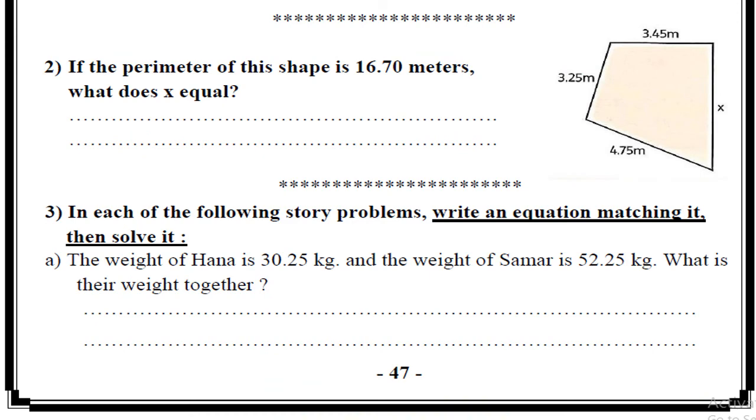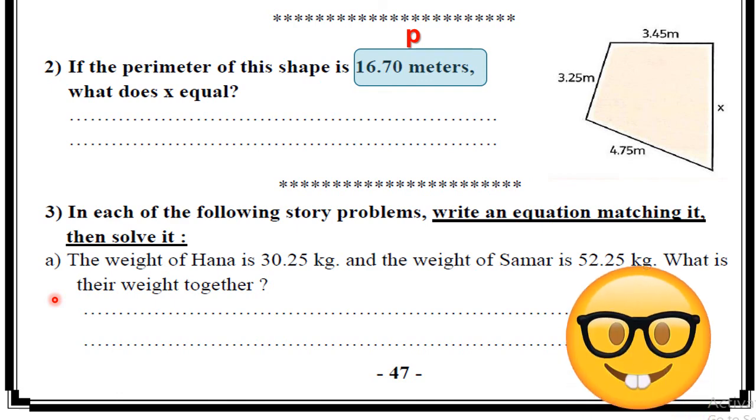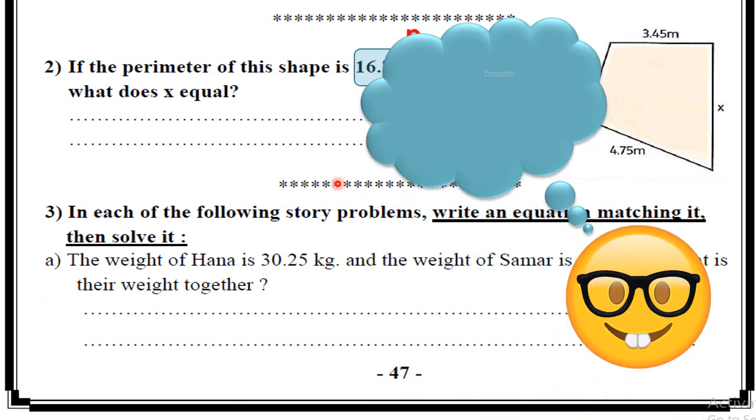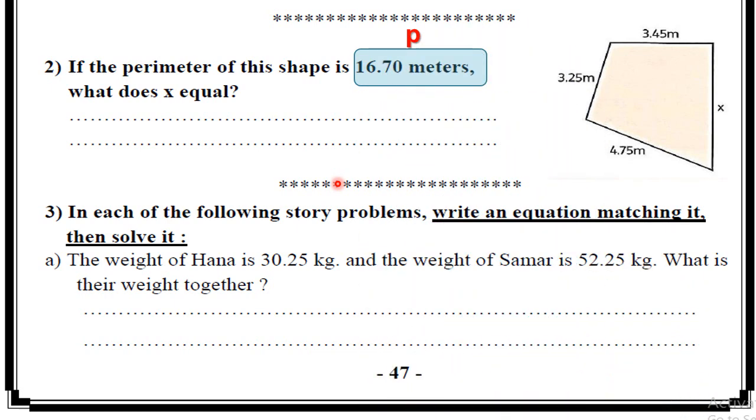Now in number 2, if the perimeter of the shape is 16.70 meters, so P here is 16.70 meters, what does X equal? Here we need to find the value of X. First, let's remember together: perimeter means what? Perimeter means the sum of the sides' lengths. Here it means we add all the sides. So 3.45 meters, the first side, plus 3.25 meters, the other side, plus 4.75 meters, the third side, plus x will give me the perimeter.